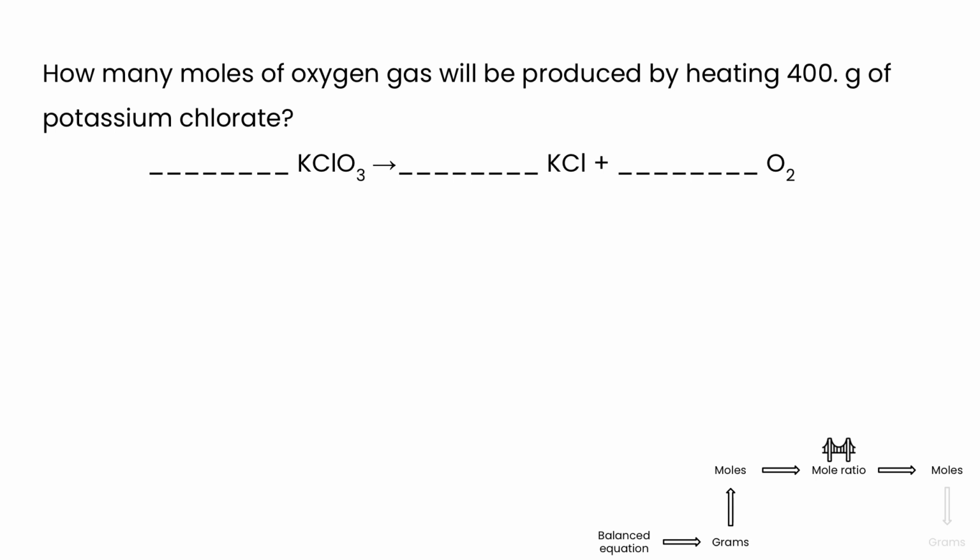Let's look at one more example then. So how many moles of oxygen gas will be produced by heating 400 grams of potassium chlorate? Okay, getting the highlighter out again. We are looking for moles of oxygen gas, so that is here. And we are given 400 grams of potassium chlorate, which is here.